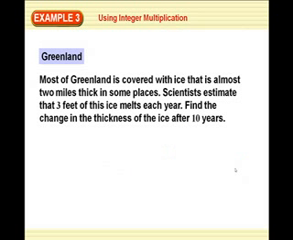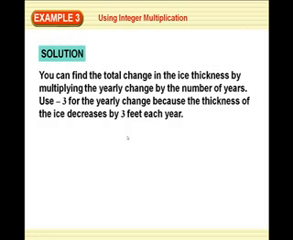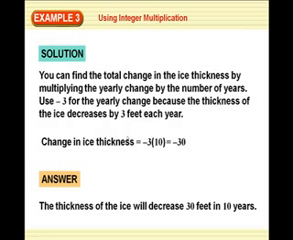So example number 3, most of Greenland is covered with ice that is almost 2 miles thick in some places. Wow. Scientists estimate that 3 feet of this ice melts each year. Find the change in the thickness of the ice after 10 years. So melting, I think they want us to indicate that as a negative, because that's not a good thing probably. Negative 3 times 10, so negative 30 feet. So it's going to melt off 30 feet. See right there, it decreases. So it'll decrease 30 feet in 10 years.